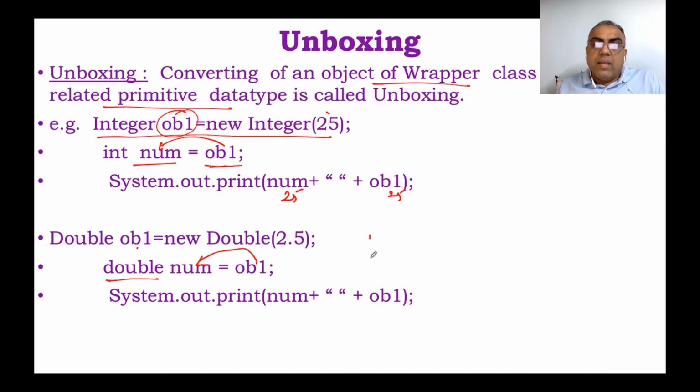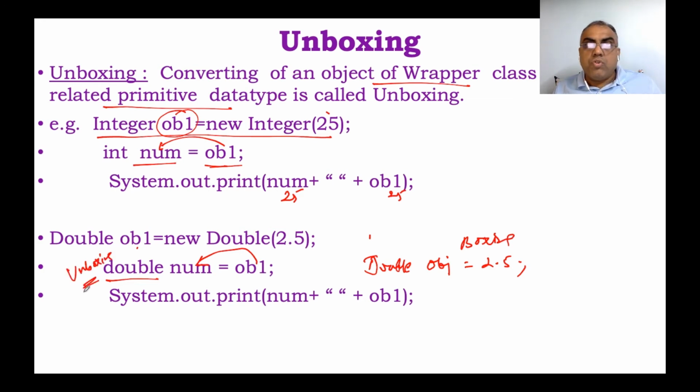Alright, say it could have been double, say obj is equal to 22.5. This would have been boxing and this is unboxing. So this process is to be known to you. I am expecting at least one mark question on this particular topic.